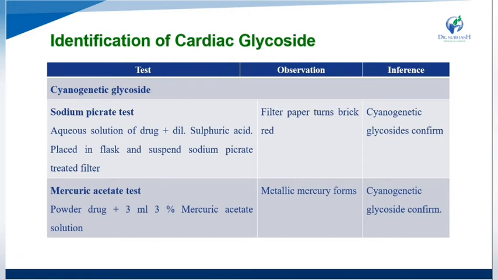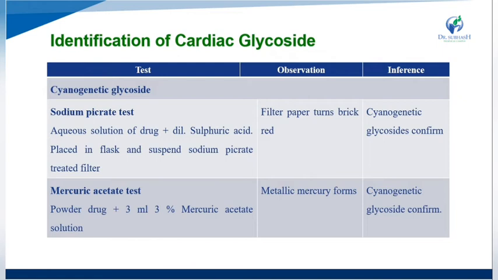First we take the aqueous solution of the drug and add dilute sulfuric acid. Place it in the flask and suspend the sodium picrate paper. The filter paper turns brick red. In inference, it indicates cyanogenetic glycosides are present in the components.